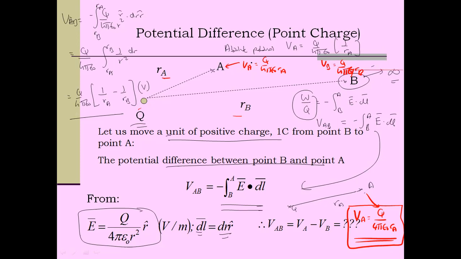Okay, so this is the absolute potential at point A and at point B. From here, we can further obtain the potential difference between the two points, where VA minus VB will be Q over 4 pi epsilon naught times 1 over RA minus 1 over RB, which is similar to the value obtained earlier. That's why we mentioned earlier that potential difference and absolute potential are interrelated.